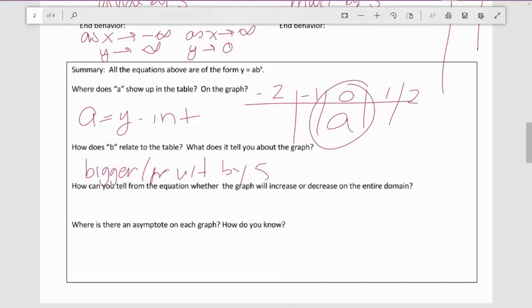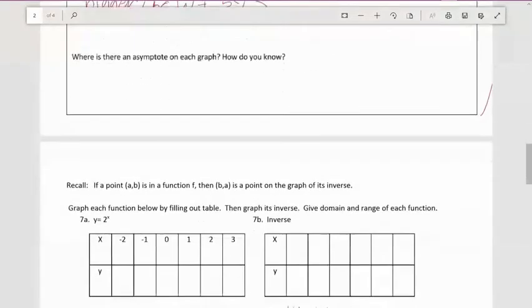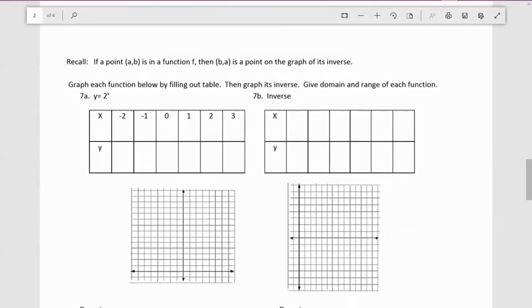Okay, so can you tell from the equation whether the graph will increase or decrease on the entire domain? The ones that are increasing are the ones that we're multiplying by 5, multiplying by 4, multiplying by 2. Those are numbers bigger than 1. The ones that were decreasing were numbers like 1/5, 1/2, 2/3. Those are numbers bigger than 0, but less than 1. And is there an asymptote on each graph? Yes, there is. The graph has an asymptote, and the asymptote was always y equals 0. We can never make them equal 0. Okay?